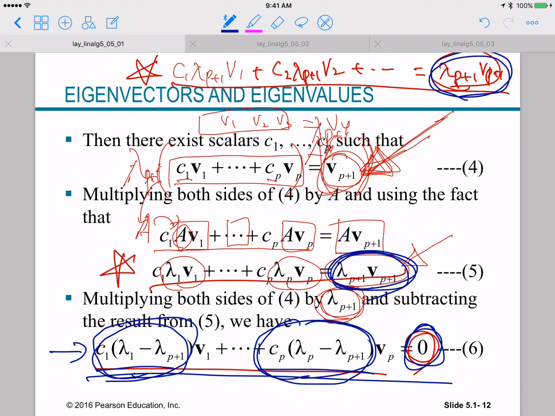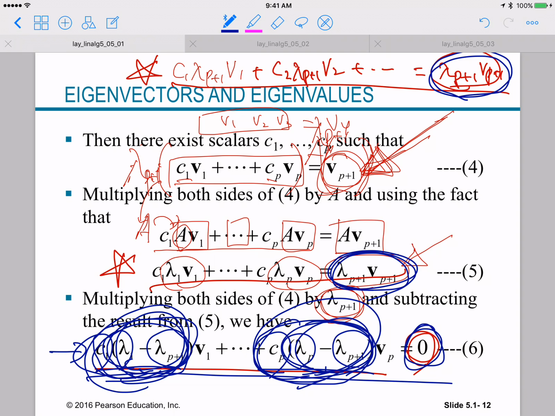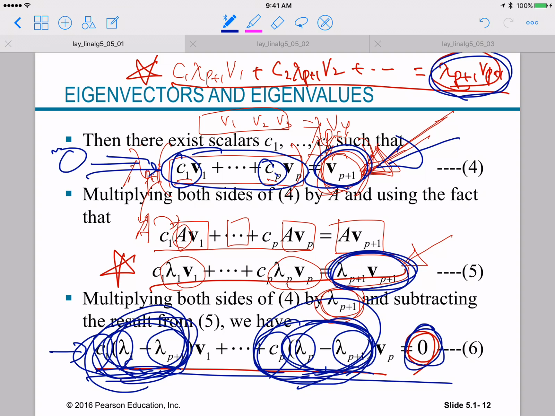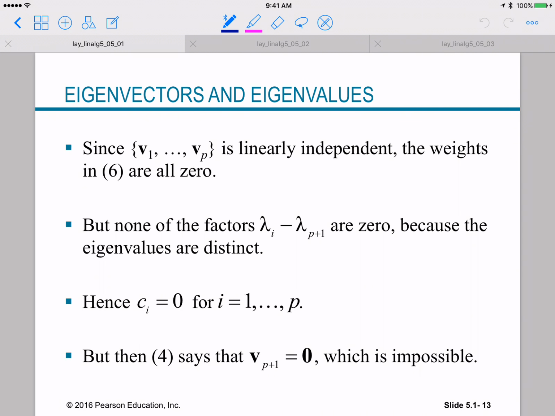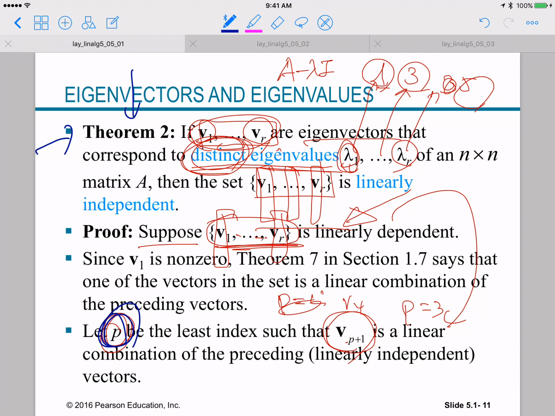So they should be all 0, but these parts, lambda 1 minus lambda p plus 1, up to lambda p minus lambda p plus 1, are non-zero values because the eigenvalues are distinct. They are all different values. So these parts become non-zero, and in order to make these all 0, C1 through CP should be all 0, right? And so C1 through CP are all 0, and this guy becomes 0, so we cannot represent it. We now end up violating our first assumption that we have this kind of linear combination representation, because it should be all 0. So that way we have now proved this theorem too.